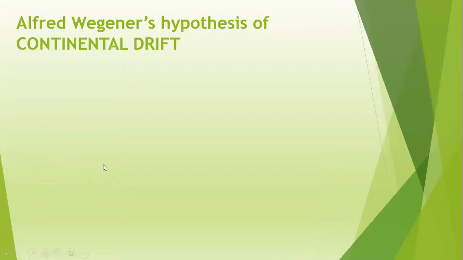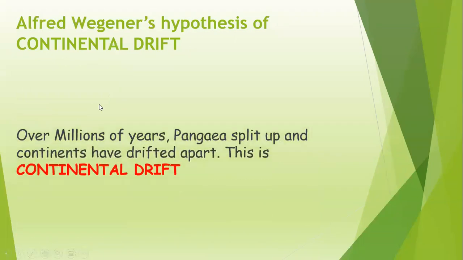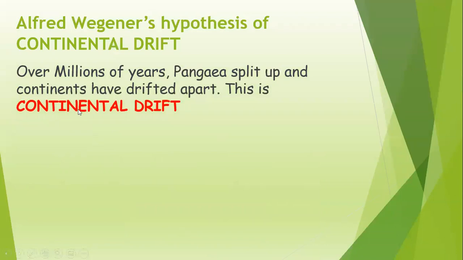Now, then what happened? He continued his hypothesis and he continued to the idea of continental drift. Now, what is continental drift? He said that over millions of years, this big continent called Pangaea got split up. It got broken up. Okay? Or it got into pieces. And continents have started moving far away from each other. Continents are drifting far apart. This movement of continents away from each other, or drifting apart, he named continental drift.